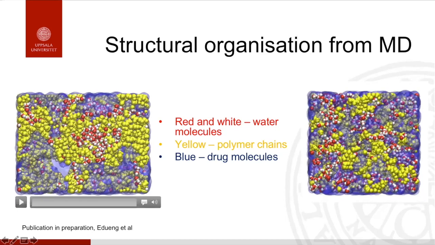So let's say we have a system, this is meant to be an amorphous solid dispersion, but in the presence of water. So we add some humidity here. We have a polymer that is supposed to stabilize the drugs, prevent them from aggregating, nucleating and crystallizing. And there is also water. Water is red and white, yellow is the polymer and blue is the drug molecule. A bit counterintuitive colors, but I think I just wanted to keep the colors from the previous one.